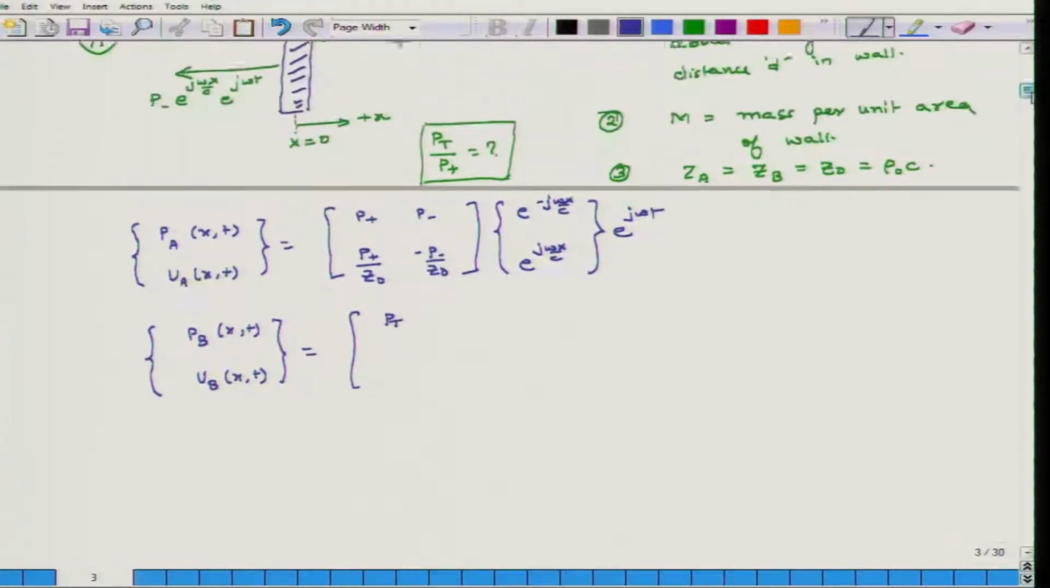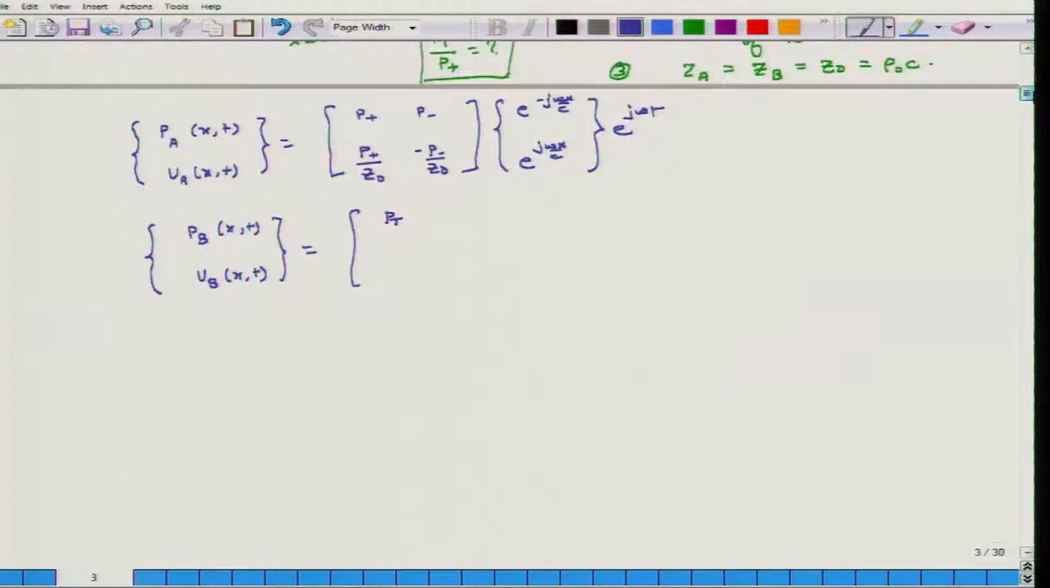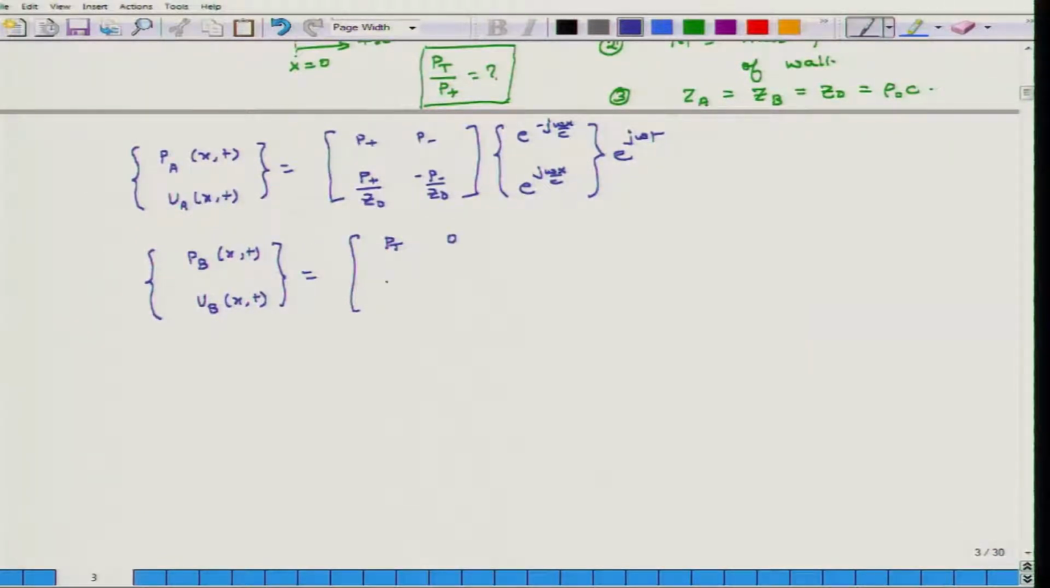So, on the transmitted side, what is the incident wave? PT, and what is the reflected wave? There is none. So, its complex amplitude is 0. So, 0 PT over Z naught, 0, e^(-jωx/c), e^(jωx/c), e^(jωt). So, let us look at these equations.